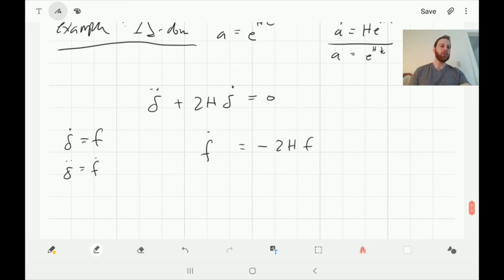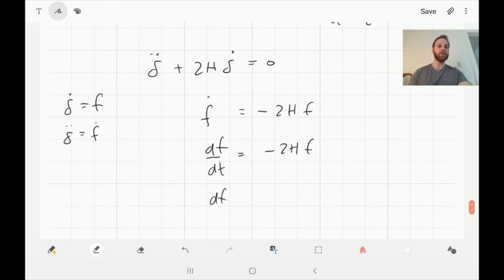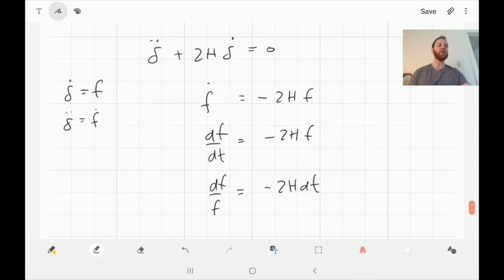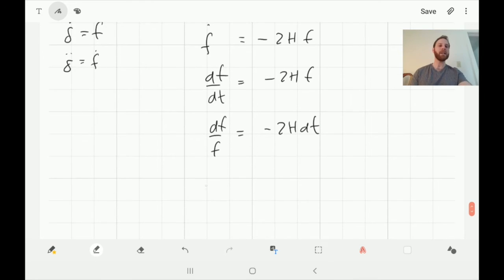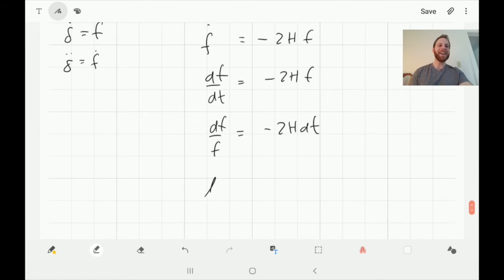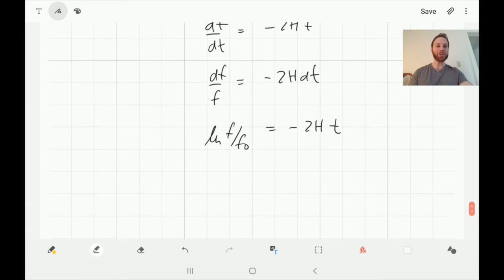Okay. In fact, you could integrate this. Yeah, let's do some integration. This is df dt. This is my favorite thing. Minus 2hf. Yeah, okay, take this over there. df over f is equal to minus 2h dt, and integrate from some initial time to some later time, and you're going to find ln of f over some initial f is equal to minus 2h t. Hey, that's what the answer is going to look like.